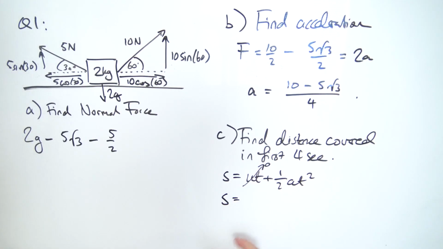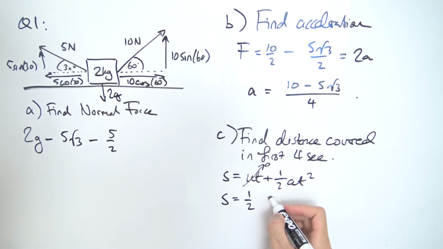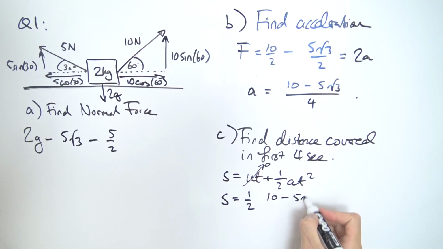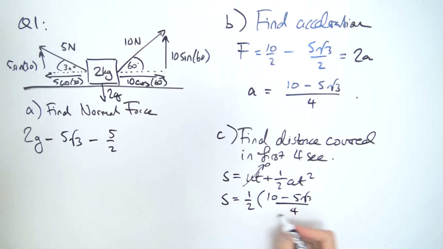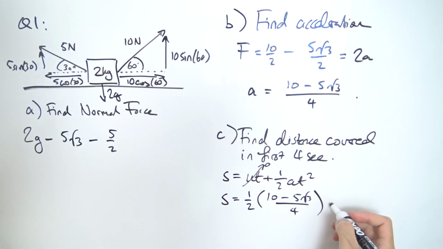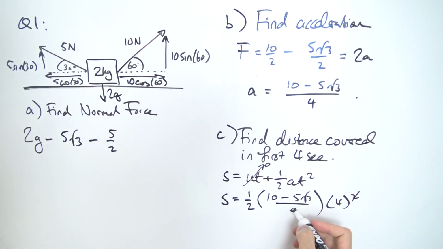So s is equal to 1/2 times the acceleration, which is 10 minus 5 root 3 over 4, and then time squared, which is 4 squared. Now, one of these factors of 4 can cancel out with the 4 down here, and we have 4 divided by 2, which is 2. So in the end s is equal to 2 times whatever's left in the numerator, which is 20 minus 10 root 3 meters.